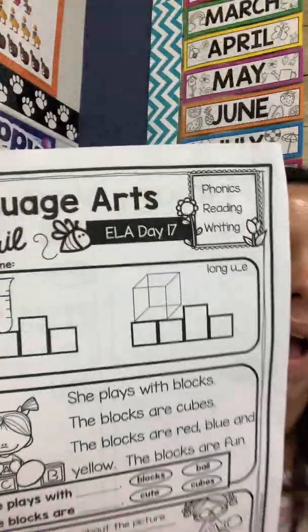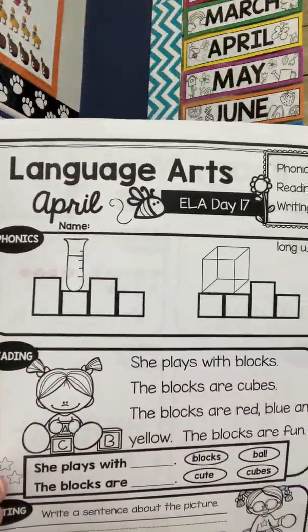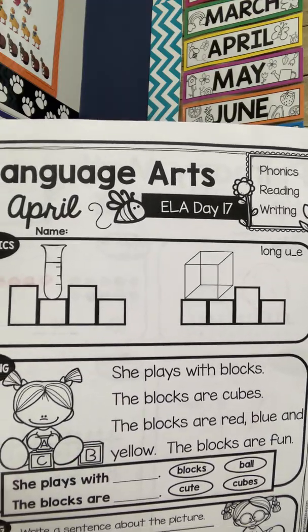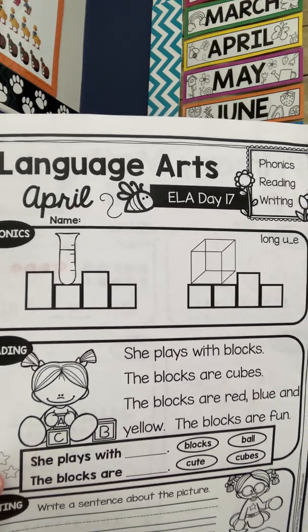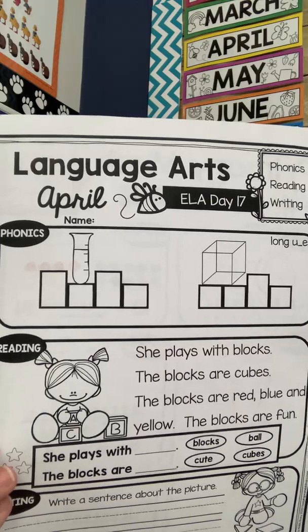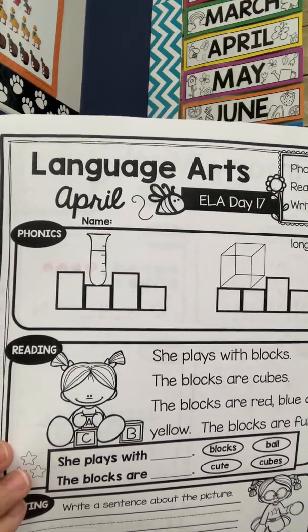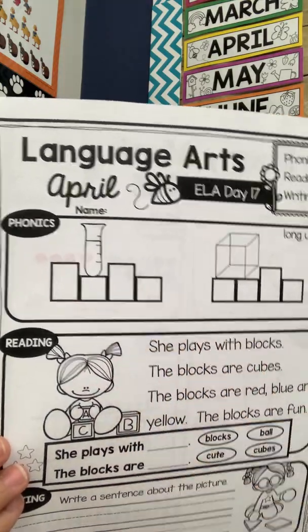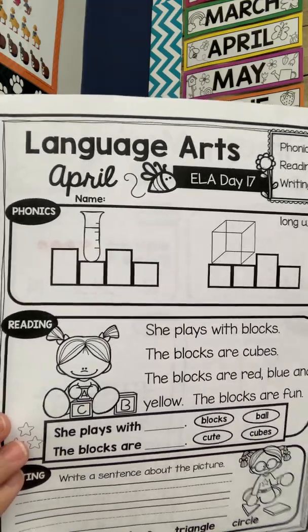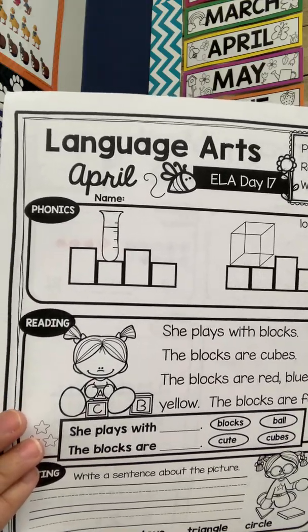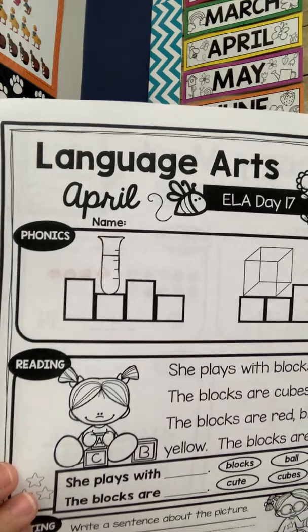Now let's go on the back. We have our long U sounds today. We're going to make words with long U, like uniform. Do you see this right here? That is a tube. That is a tube. I'm going to spell tube. Are you ready? T-U. Do you hear that long U? And then B.